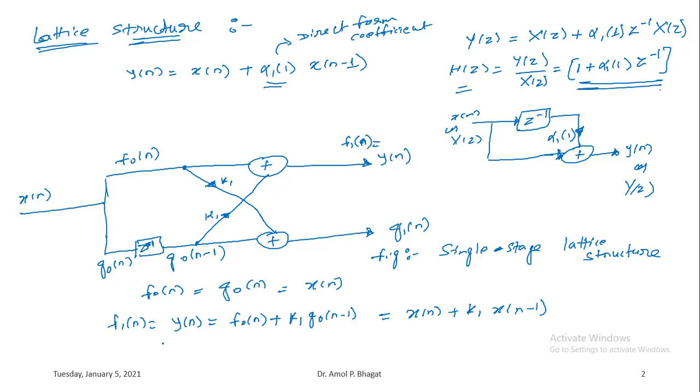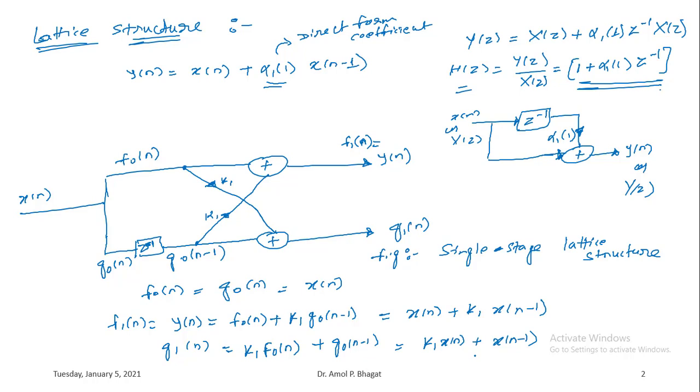Similarly, the equation for this g1 of n is equal to this f0 of n multiplied by k1. Okay, this is k1 f0 of n. This is added with g0 of n minus 1. So this is nothing but k1 x of n plus x of n minus 1. Okay, so these are for single stage lattice structure or lattice filter, right?